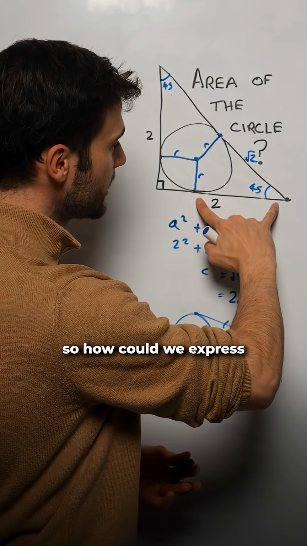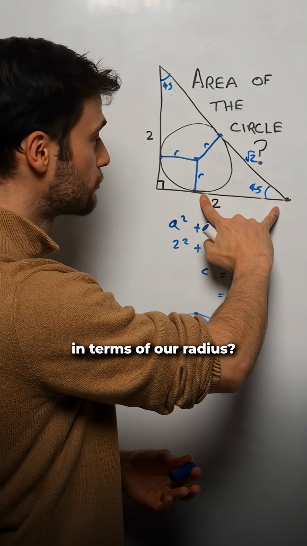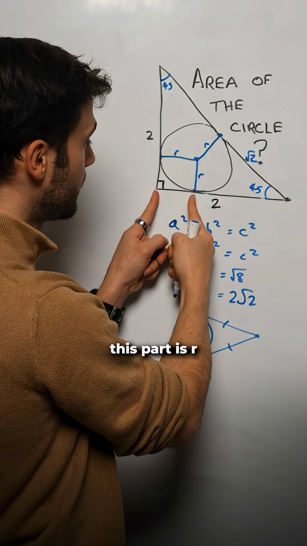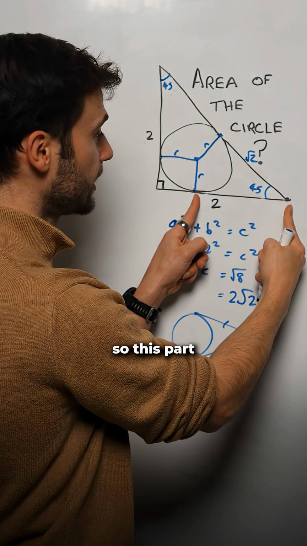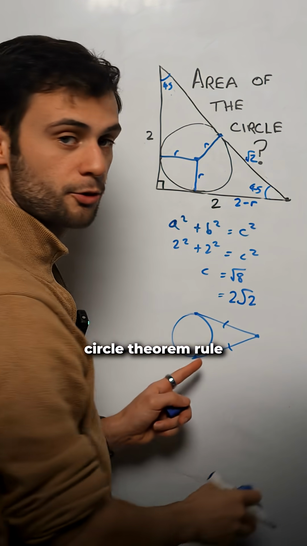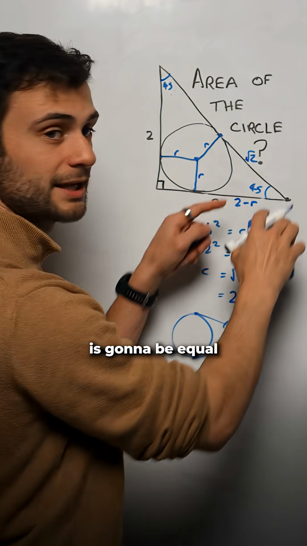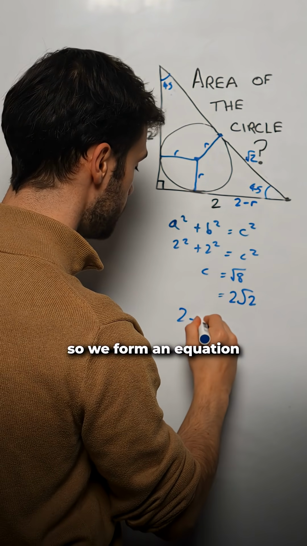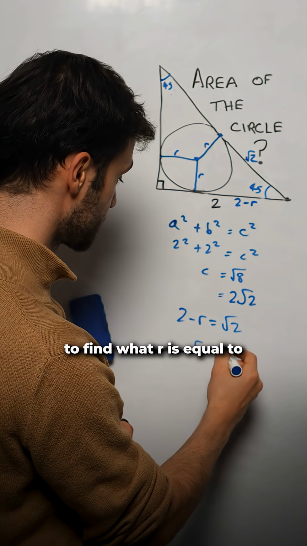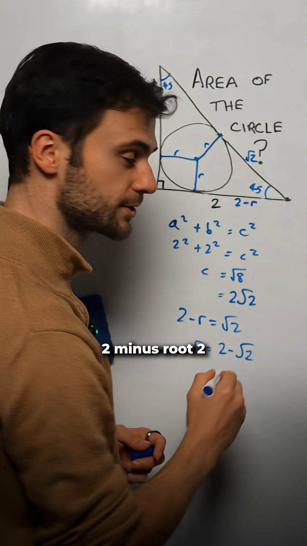So how could we express this length here in terms of our radius? So this whole side of the triangle is 2. This part is r. So this part is going to be 2 minus r. And because of our circle theorem rule, 2 minus r is going to be equal to root 2. So we form an equation using r, and we can rearrange to find what r is equal to. So it's going to be 2 minus root 2.